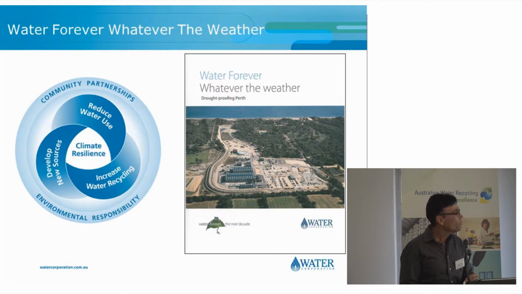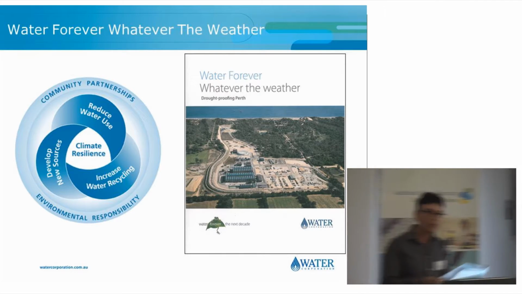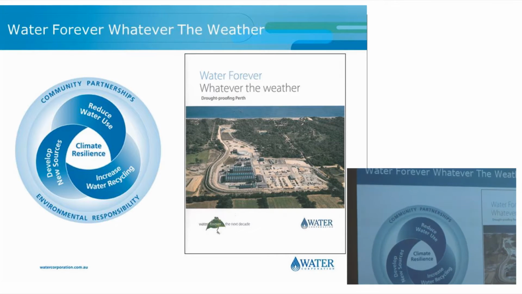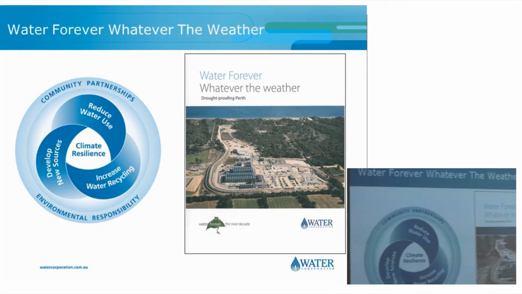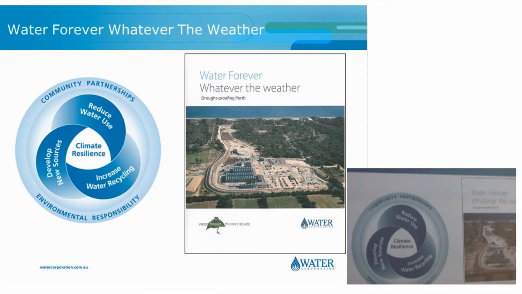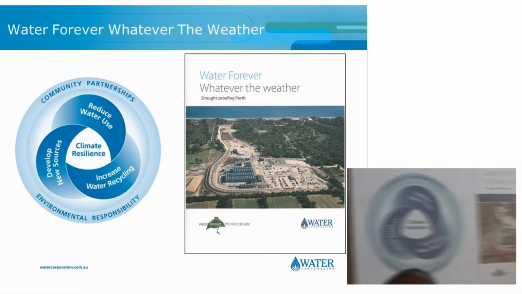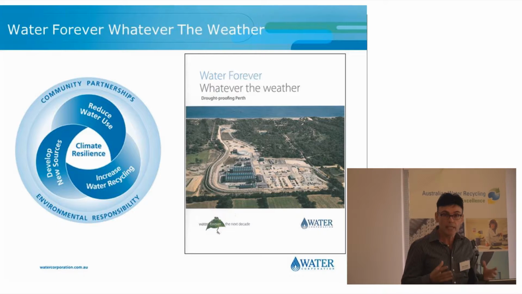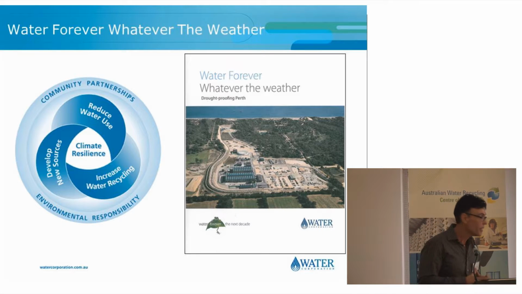So what do we do? What do we do in terms of planning? How do we move forward? Following those continued poor winter events, we revamped our planning, and we've captured that within Water Forever, Whatever the Weather. That's our planning for the next decade to really drought-proof Perth, and it's also available on our website at www.watercorporation.com.au.